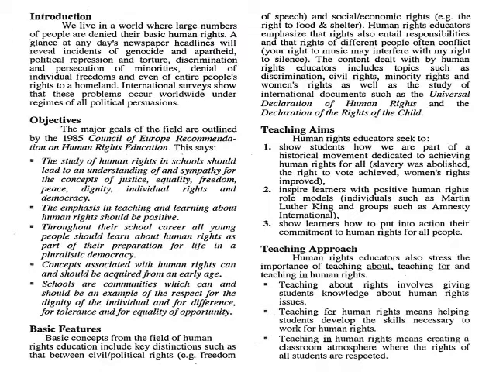Let's look at the right-hand side, teaching aims. Human rights educators seek to do the following three things. 1, to show students how we are part of a historical movement dedicated to achieving human rights for all. Slavery was abolished, the right to vote achieved, women's rights improved. There's a long historical tradition that we can be part of with our students, pushing forward to a future where rights are guaranteed across the board.